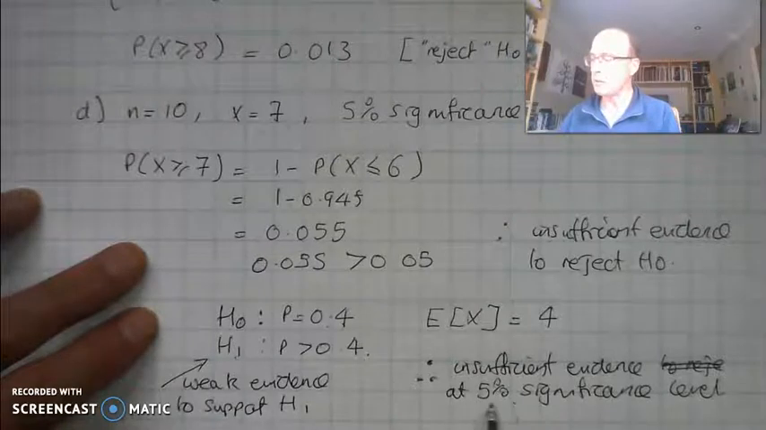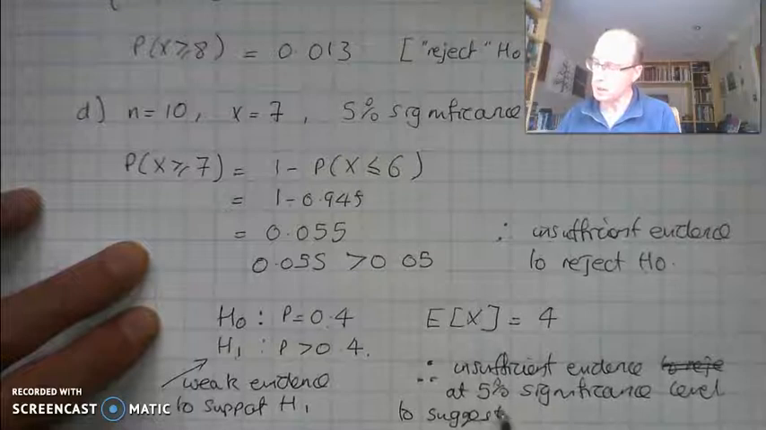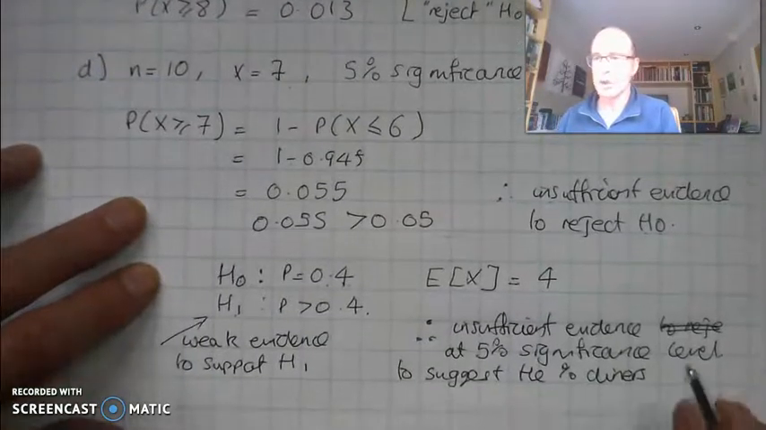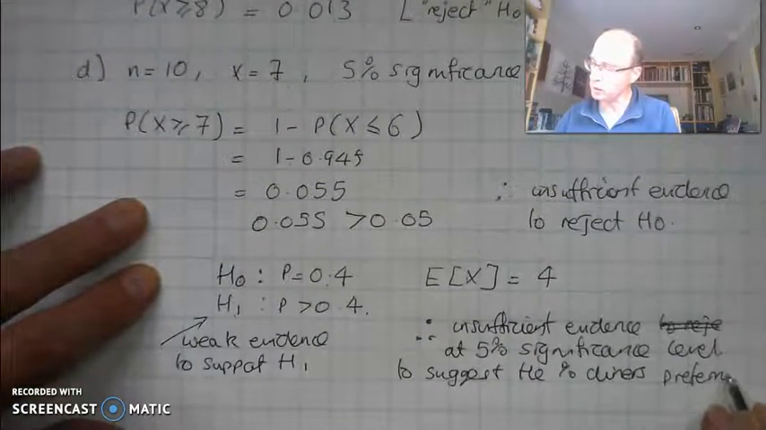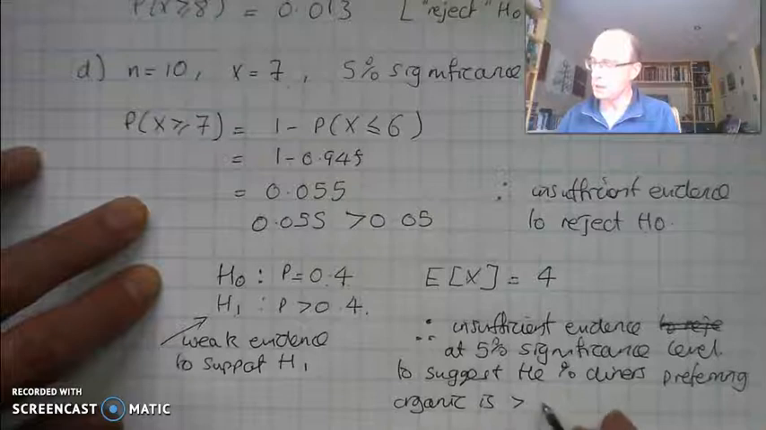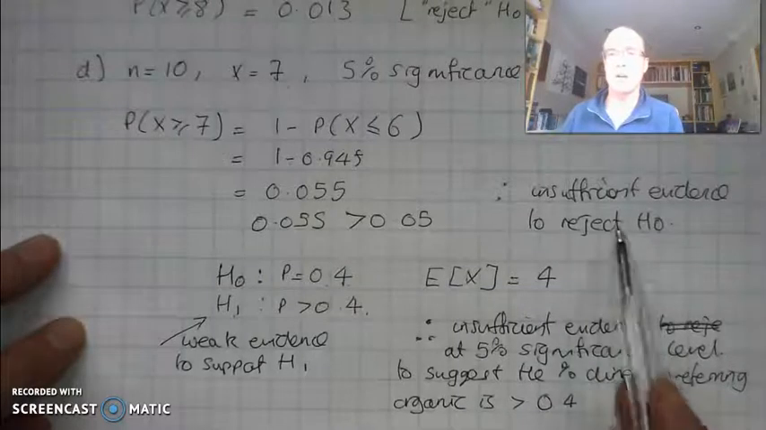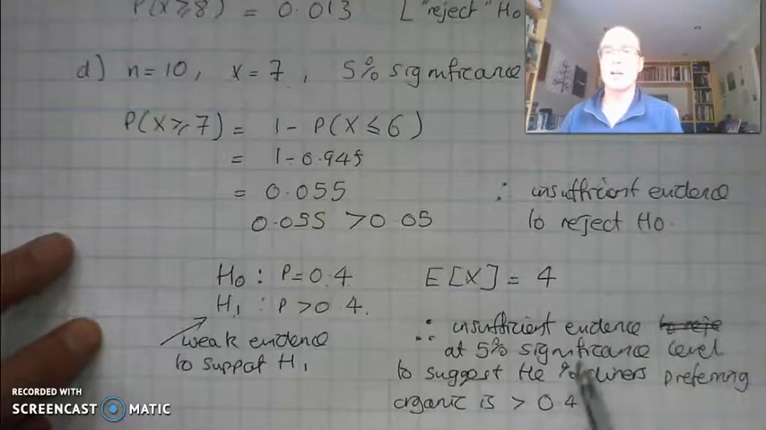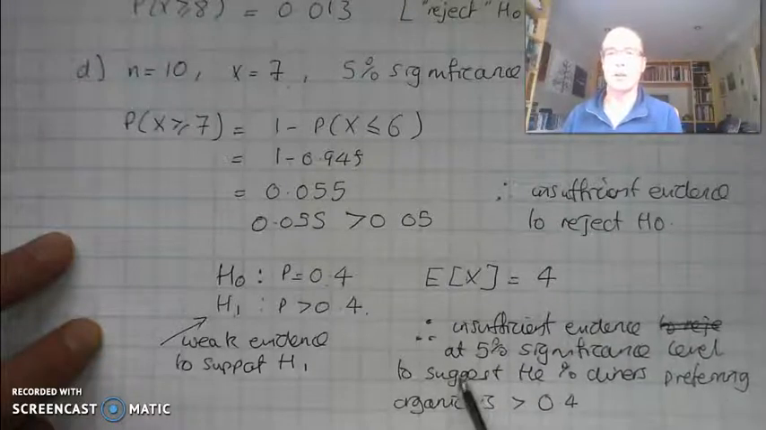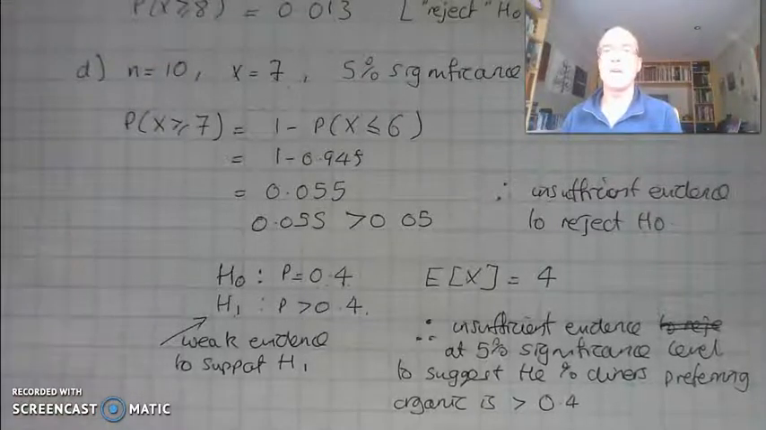So there's insufficient evidence at 5% significance level to suggest the percentage of diners preferring organic is greater than 0.4. So, 2 statements. 1, can we reject H0, or is there insufficient evidence to reject H0? Second statement, in the context of the question: insufficient evidence at a 5% significance level to suggest that the percentage of diners preferring organic is greater than 0.4, and then we've answered the question correctly.